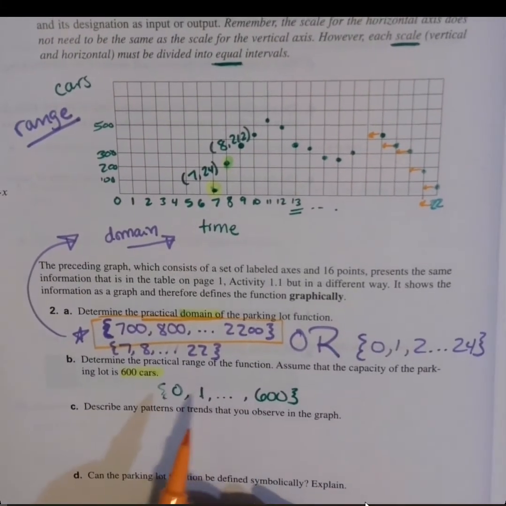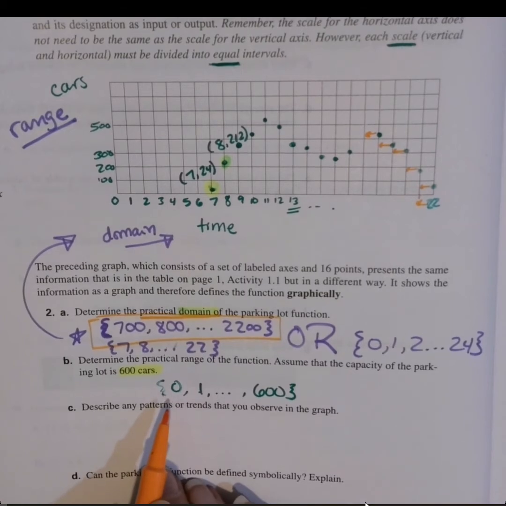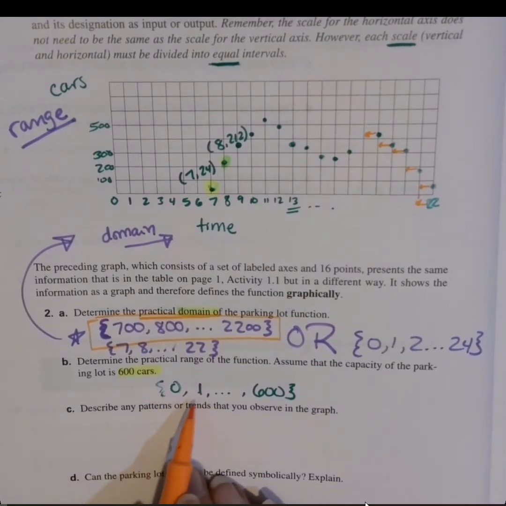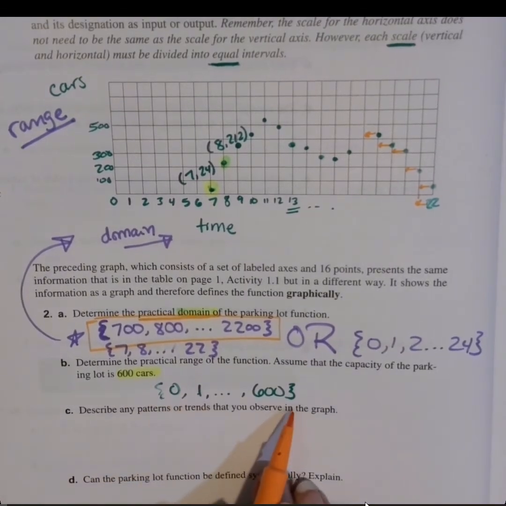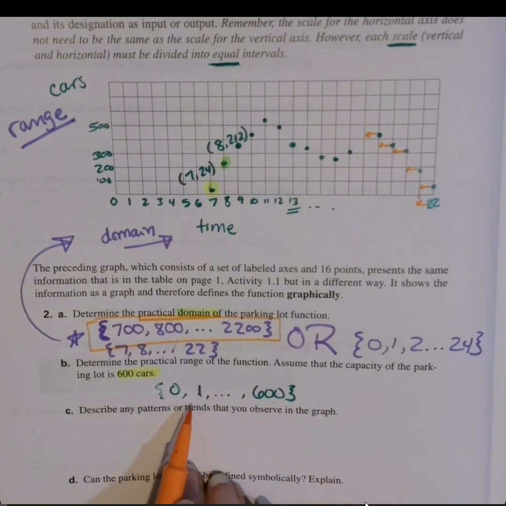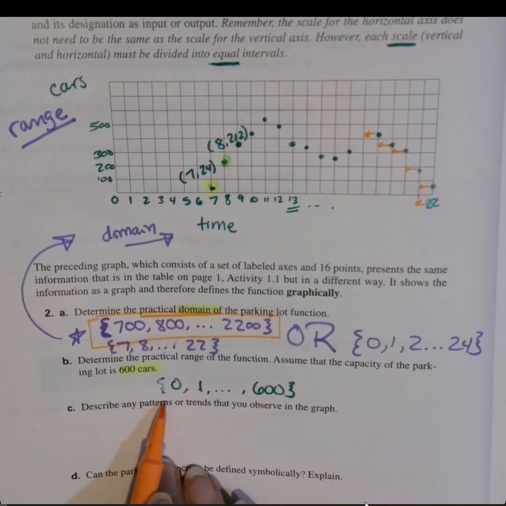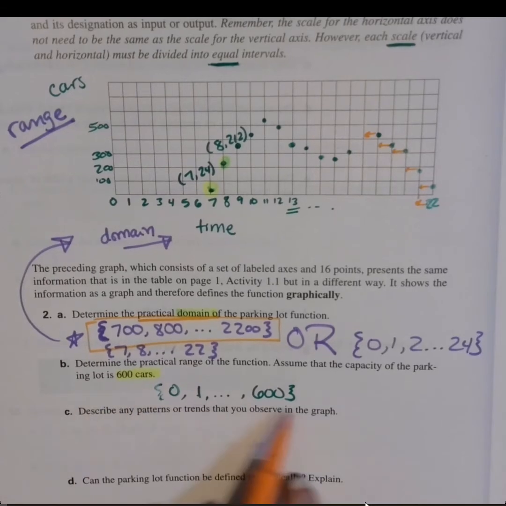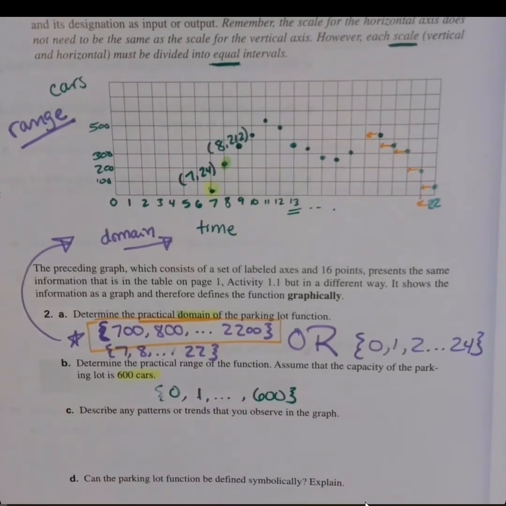All right. Now, cars. 0, 1, we have discrete again here. You can't have half a car in the parking lot. You can have one car or no cars. And then there are 600 seats in the parking lot, so we'll go up through 600 as our capacity.